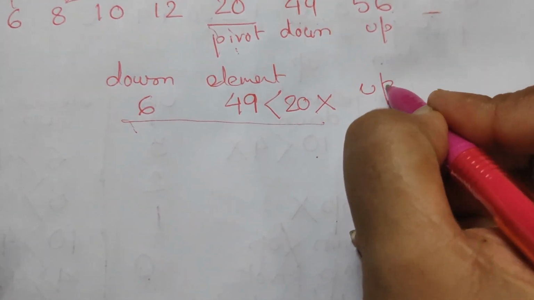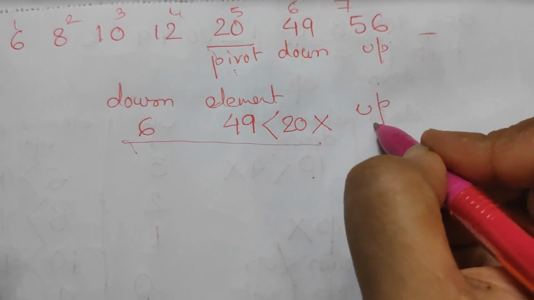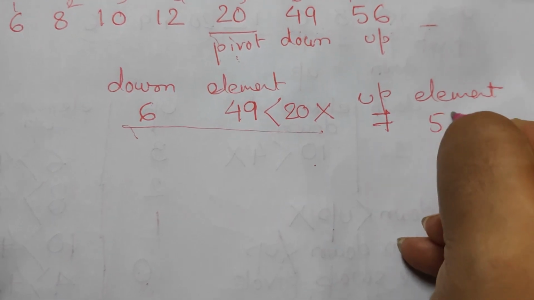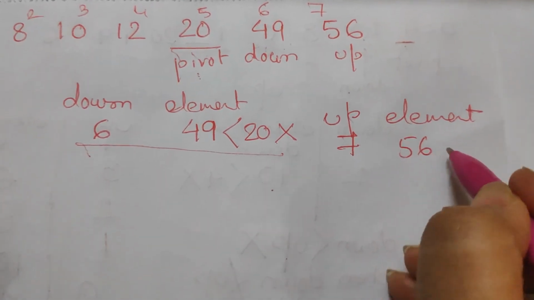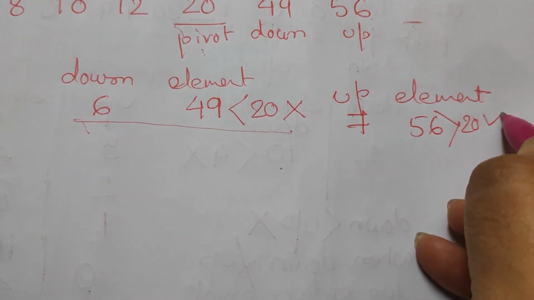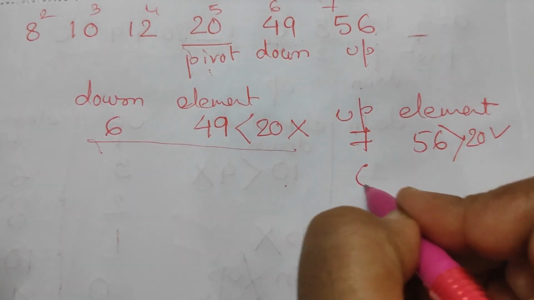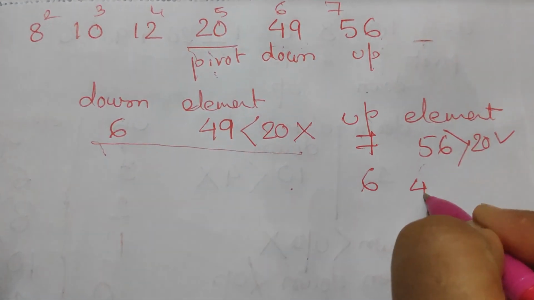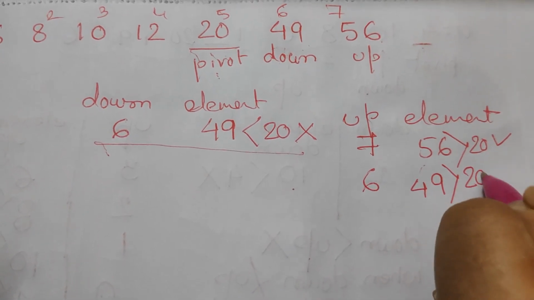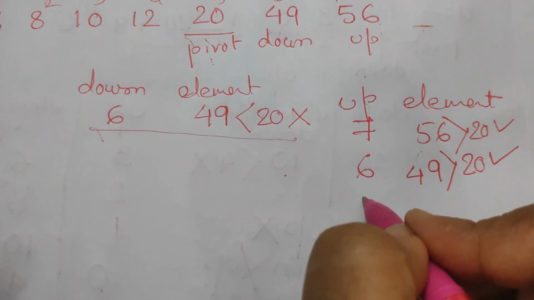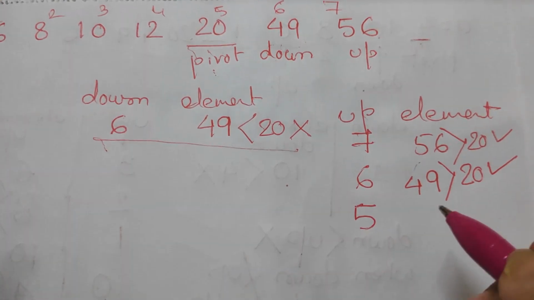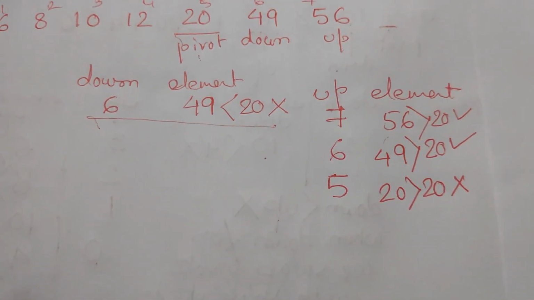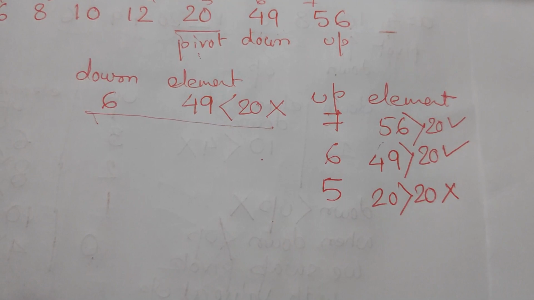Up index is 7 and the element is 56. 56 greater than 20 is true, so up index becomes 6, right? Because it will come down, we get the number 49. 49 greater than 20, this is true, so again the up index comes to index number 5. 20 greater than 20 is false. Correct? 20 greater than 20 is false.